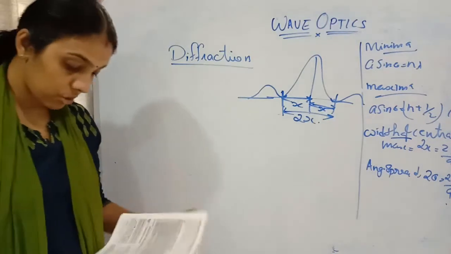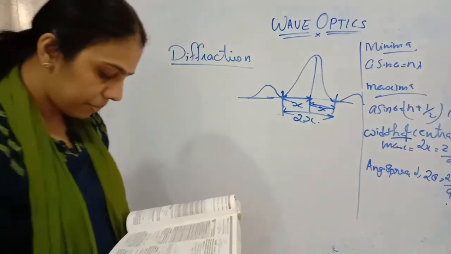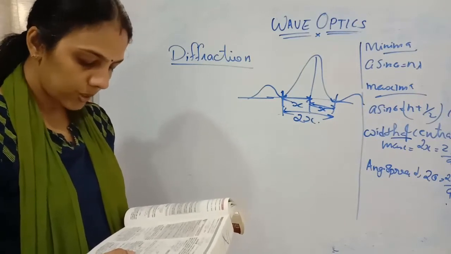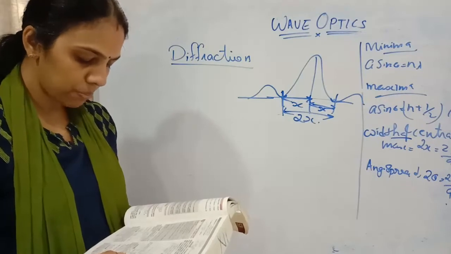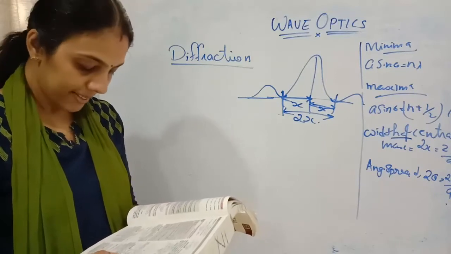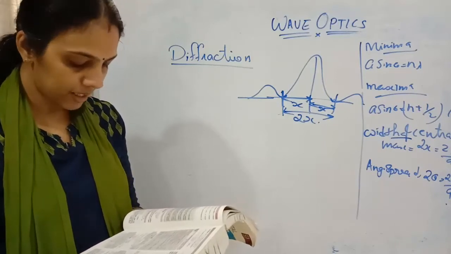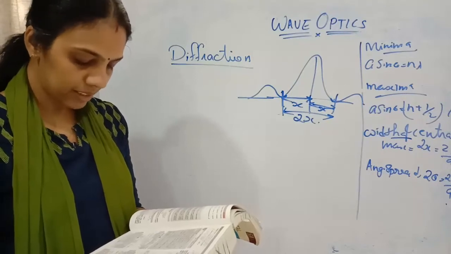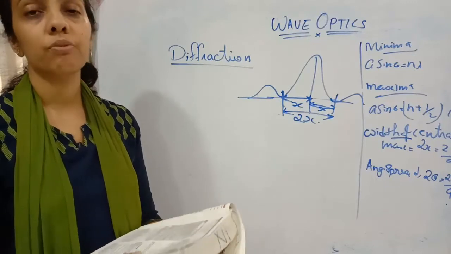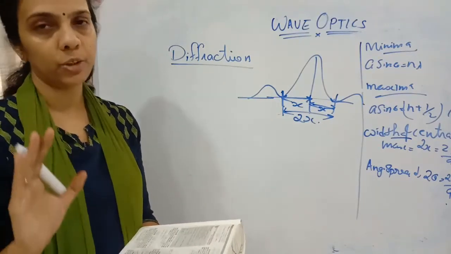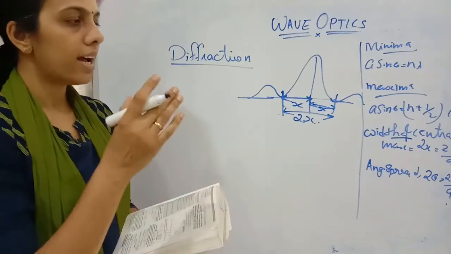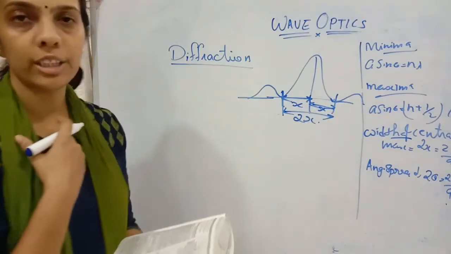The first question is: a parallel beam of light of 600 nanometer falls on a narrow slit, and the resulting diffraction pattern is observed on a screen 1.2 meter away. It is observed that the first minimum is at a distance of 3 millimeter from the center of the screen. Calculate the width of the slit. We need to find a, the width of the slit, where lambda is the wavelength, and the 2x I already told you.